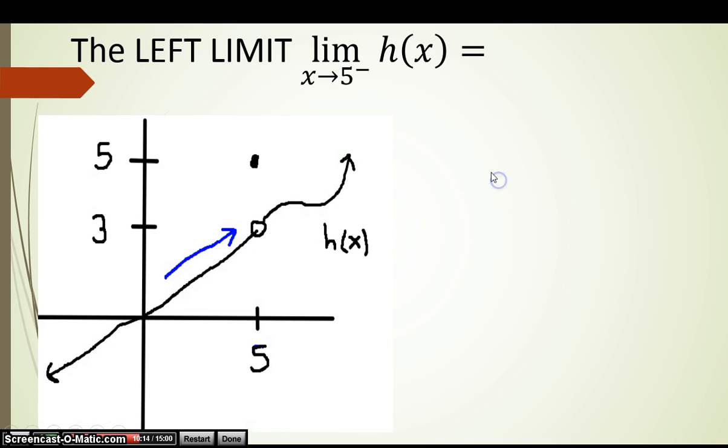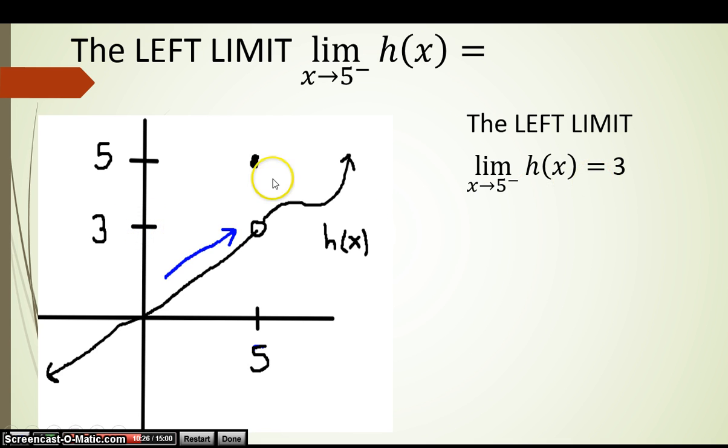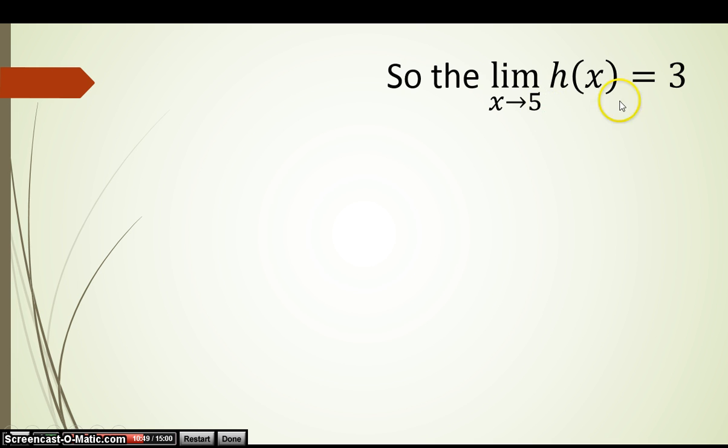Next up, the limit from the left. As it approaches 5 from the left, it looks to me like it's also approaching 3, right? Again, I know we have a little hole there. It's a jump. I know we have a hole. But we want to know what happens as it approaches the number 5. As x approaches 5, it looks like it's going to 3, which means our limit for this problem exists. So the limit of h is 3.